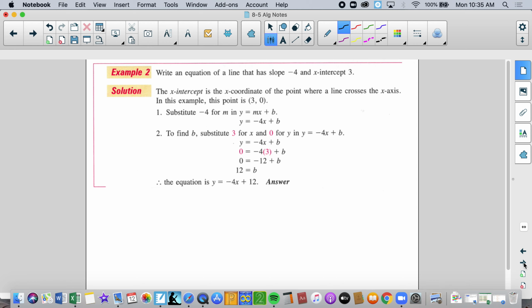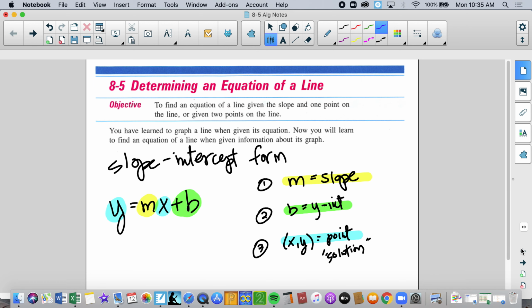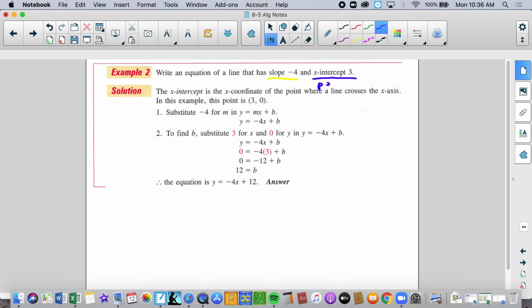All right, here they give us a slope of 4 and an x-intercept of 3. So this is a little interesting. They give me the slope, but they gave me the x-intercept. So the x-intercept is not the y-intercept. However, we need to be able to see that the x-intercept is a point. It's a point on the line. It's where the line crosses the x-axis. So we can do it because we're given 2 of those 3. We need to see the x-intercept as a point.